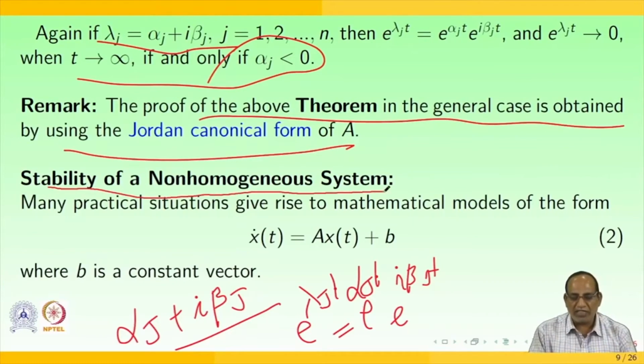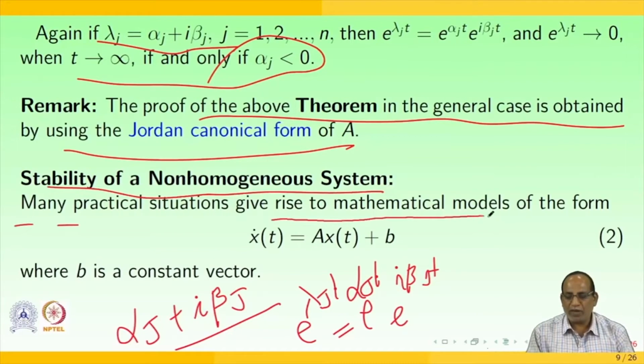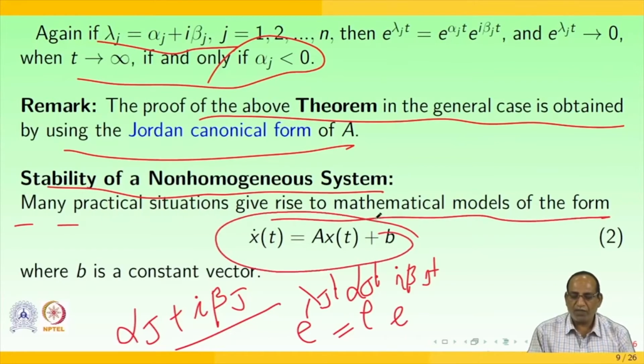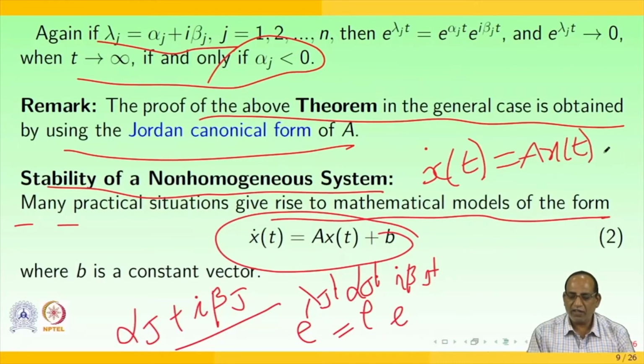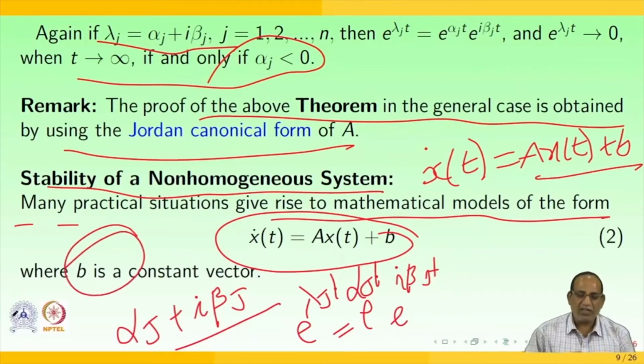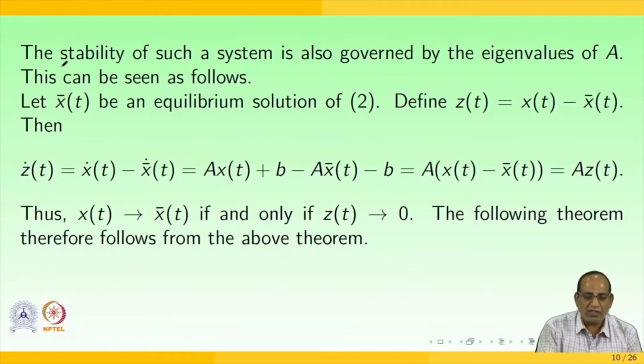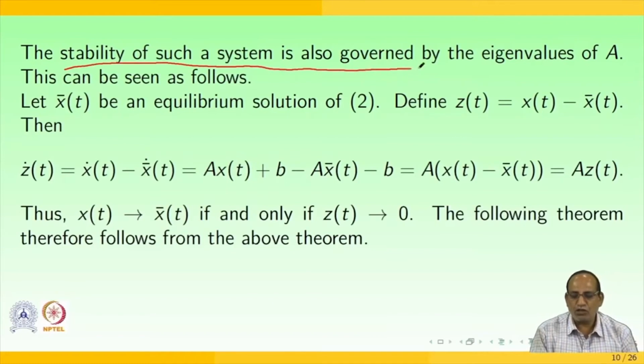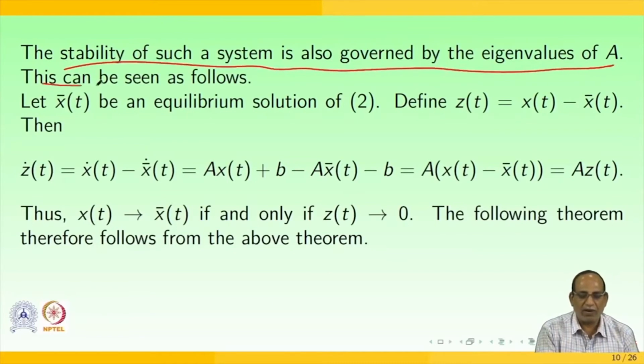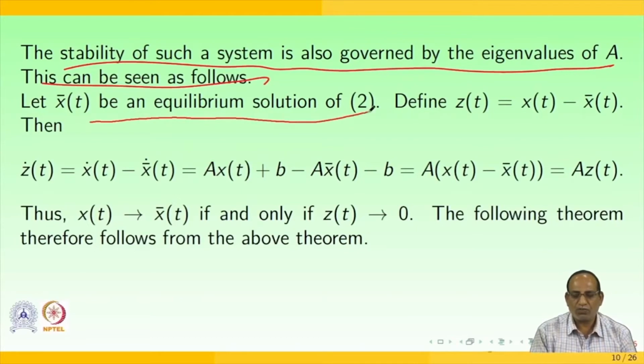Stability of non-homogeneous systems. Many practical situations give rise to mathematical models of the form x dot of t is equal to Ax of t plus b, where b is a constant. The stability of such a system is also governed by the eigenvalues of the matrix A as follows.